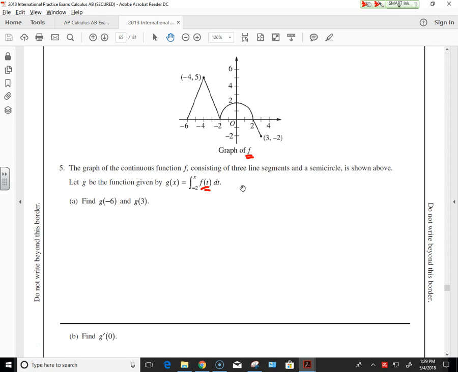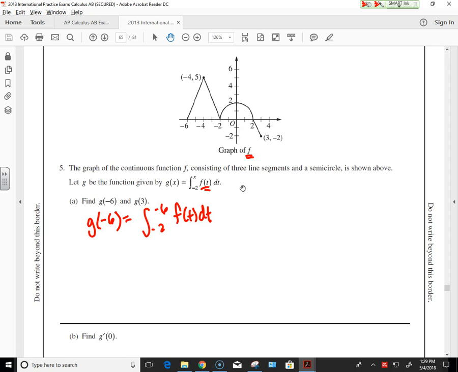Okay, so for g of -6, guys, you're making it too hard. Isn't that g of x? That's g of x when x is -6. So all I have to do for g of -6 is say, hey, where's the x in the equation? Oh, it's right there. -2 to -6 of f of t dt. Are you kidding me? It's the x. It goes in the x spot. It's okay. Got it.